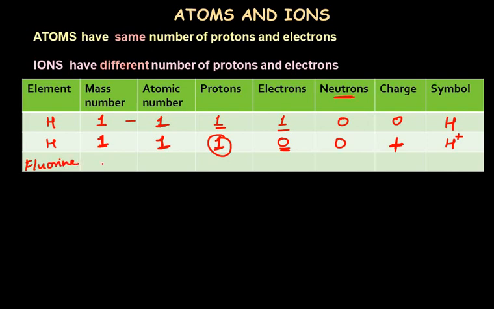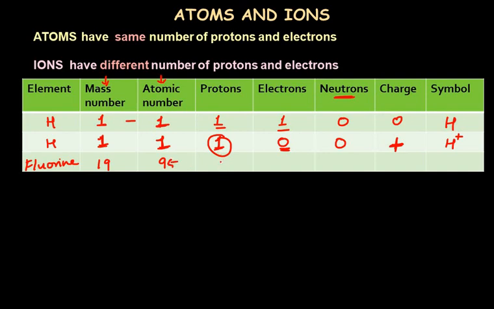The mass number of fluorine is 19 and the atomic number of fluorine is 9. Now these two numbers you can make out from the periodic table, and as I said, the smaller number is always the atomic number and the bigger number is always the mass number. Now, what is the number of protons present in an atom of fluorine?